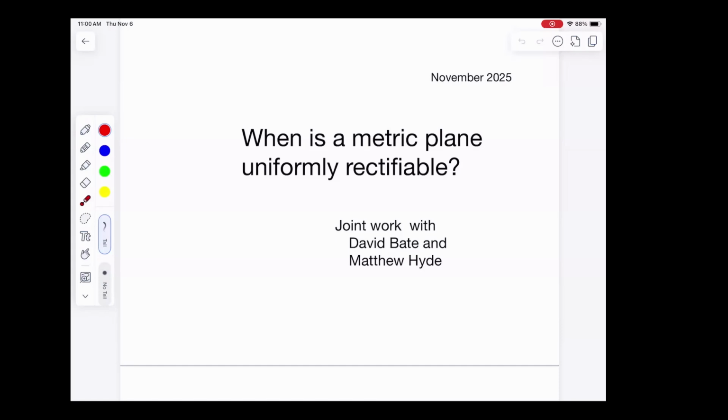Thank you for the invitation. Everything I'm going to talk about today is joint work with David Bate and Matthew Hyde. Of course, I take full responsibility for any errors I might make today. I'll mention some of our previous work, which has already been made public, but a few things that I'll talk about are work in preparation. I'll point out when this happens.